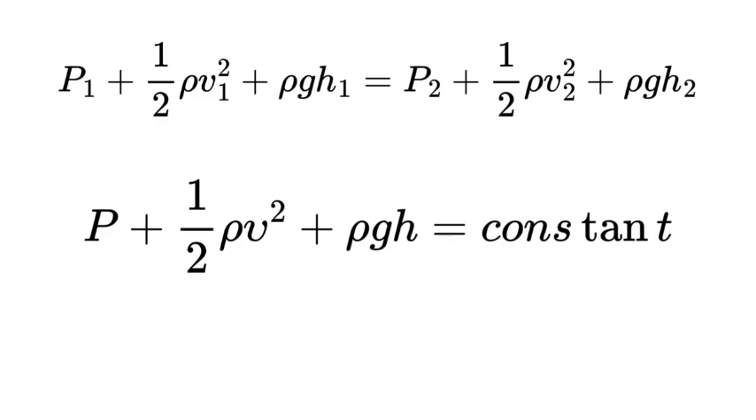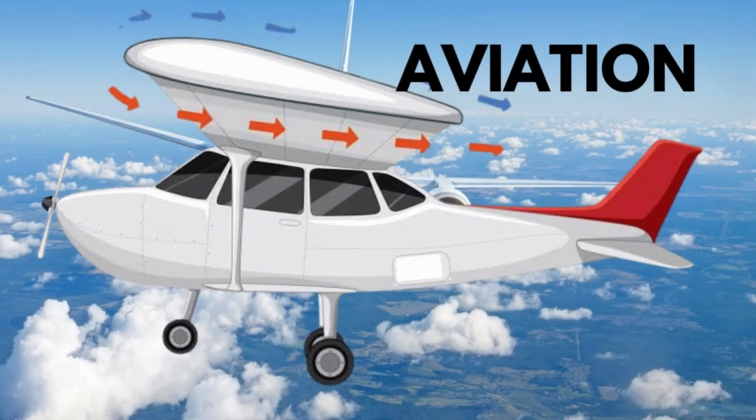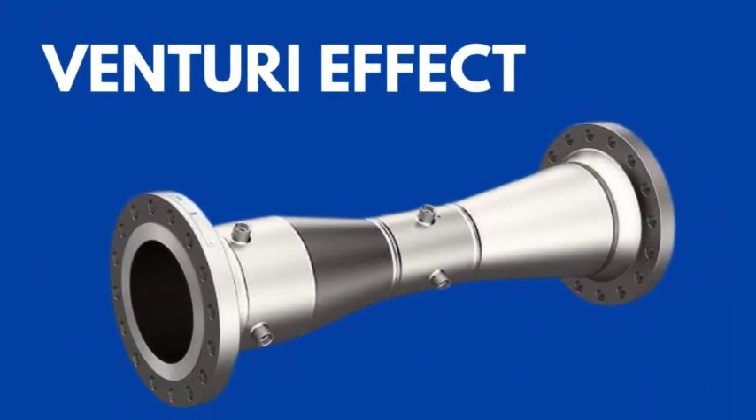As we know that there are several practical applications across various fields including engineering, physics and environmental science. So here are some key applications. Number 1, aviation. Bernoulli's principle explains how lift is generated on airplane wings. The air moves faster over the curved upper surface of the wing, thereby creating lower pressure compared to the underside, resulting in upward lift.